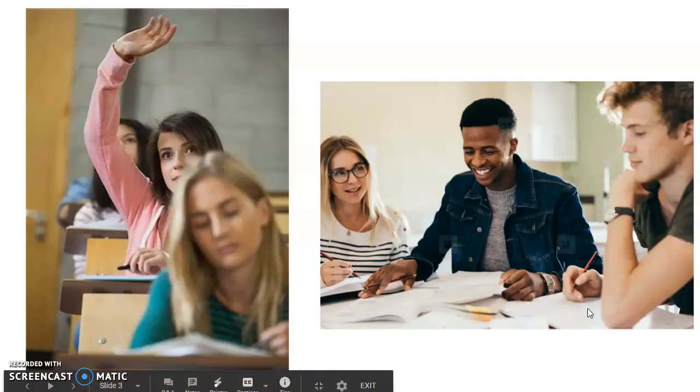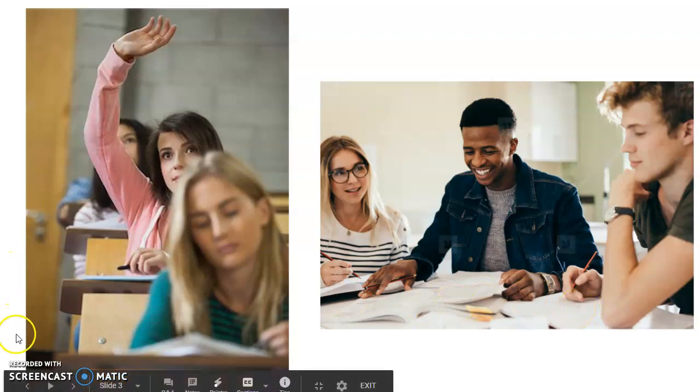The first picture, where the girl's raising her hand, is showing that you're participating in a discussion. And the picture where there's 3 students working together shows that different people can work together.